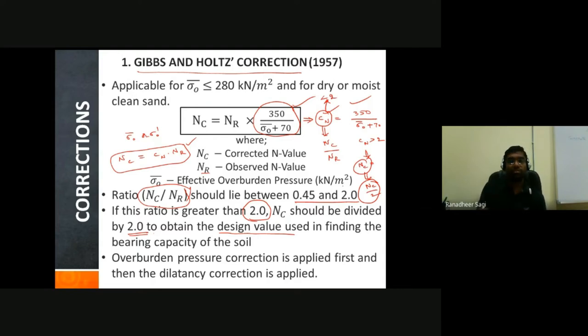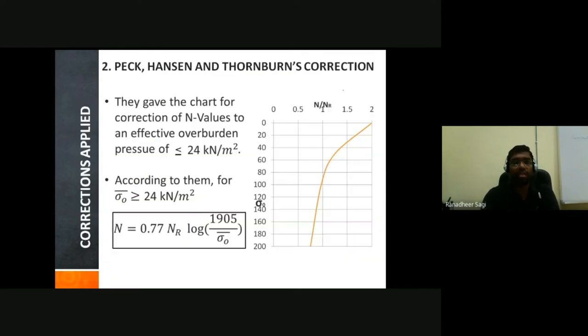or has to be used in estimating the condition of the soil. Okay, so whenever you have an overburden correction as well as a dilatancy correction, first the overburden correction has to be applied, and then subsequently we should go on to apply the dilatancy correction for that particular soil. This is the expression given by Gibbs and Holtzman, which is applicable if the overburden pressure existing at the depth where your SPT test is conducted is less than or equal to 280 kilopascals, and for dry or moist clean sand. In such soils only this expression is valid.